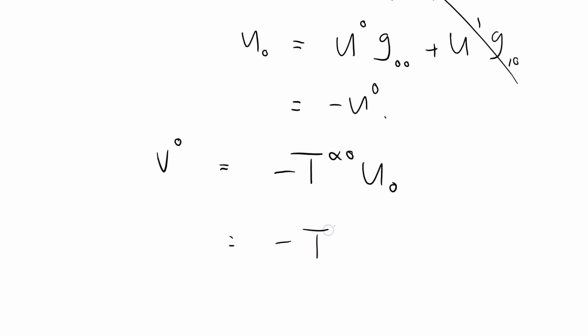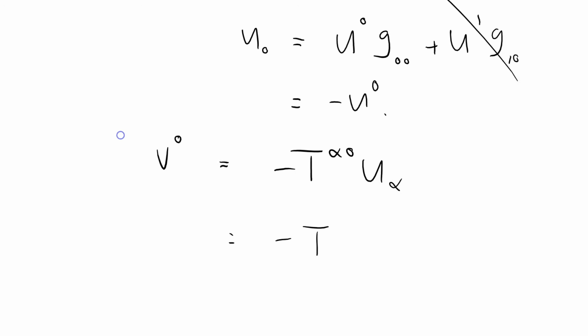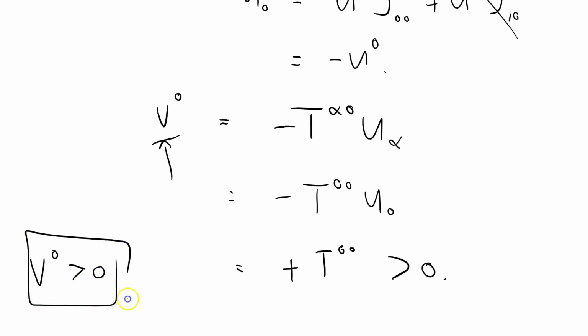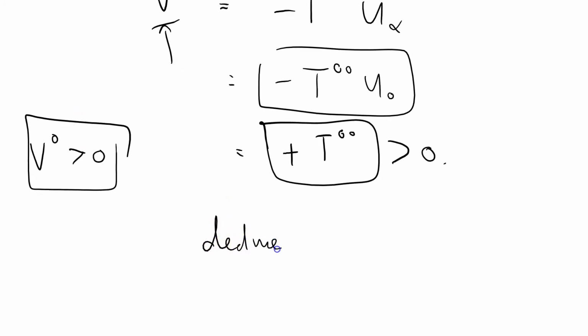Minus T, oh, it's an alpha, alpha 0 0 u0 equals plus T00 u0, which we know to be positive because I'm requiring that v is causal. So I know that that is going to be the case, and because v0 equals that, which equals that, I can deduce that T00 has to be positive.